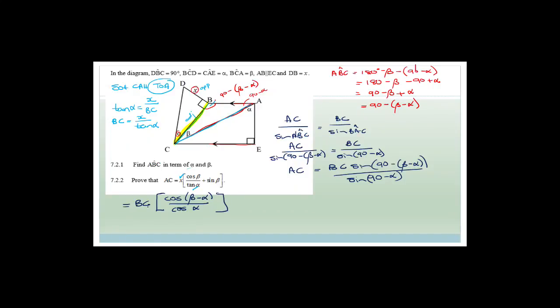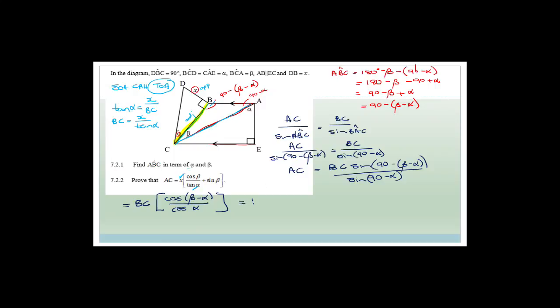Okay, so now BC is x over tan alpha. Do you agree? BC is x over tan alpha. So I'm going to leave that there as x over tan alpha, and I'm going to play with this cos(beta minus alpha). I'm hoping you realize that that is a compound angle. It's a cos, sine, sine, change of sign, right? So what does this become?